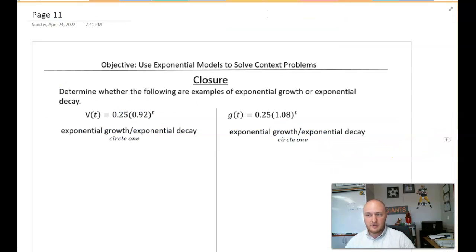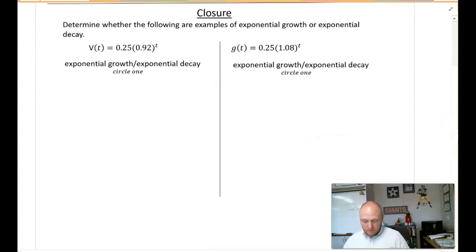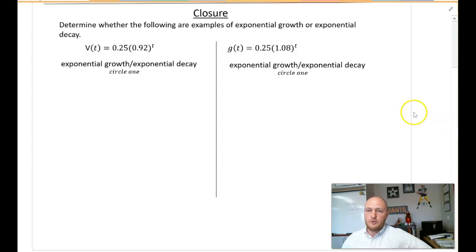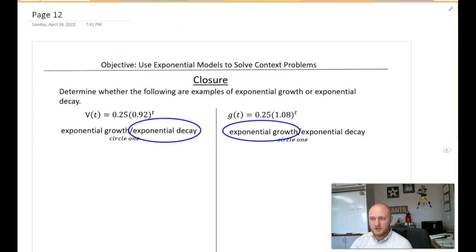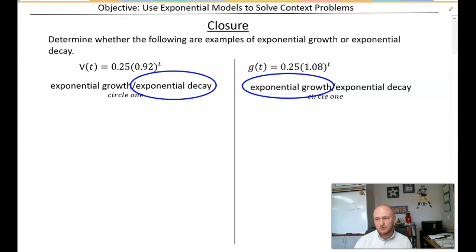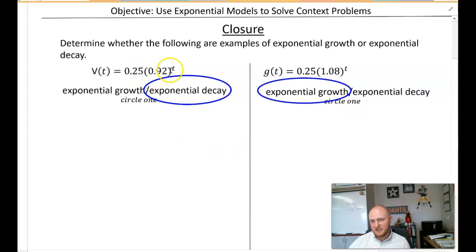Okay, before you go, here is a closure. It says determine whether the following examples are exponential growth or exponential decay, and then circle the response. Go ahead and pause the video, try that really quickly. All right, hopefully you were able to look at these two functions and determine which one's growth and decay. The base is what tells you which one's growth and decay. So if you look on the left side, 0.92, that's decay, and on the right side, that's exponential growth.